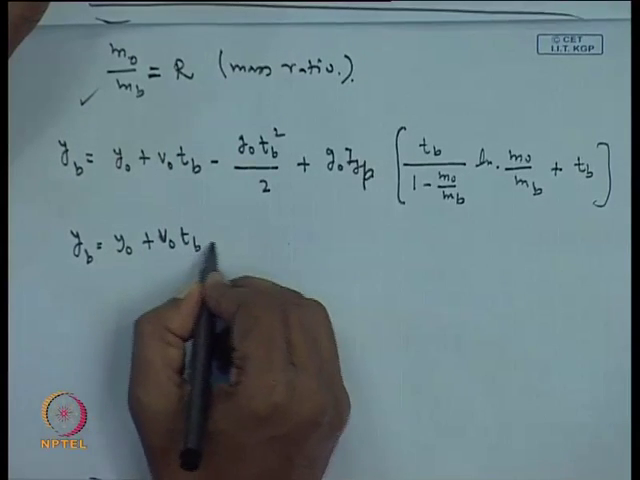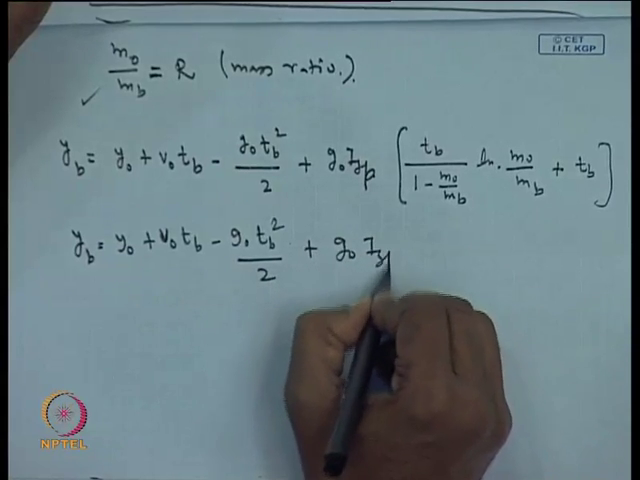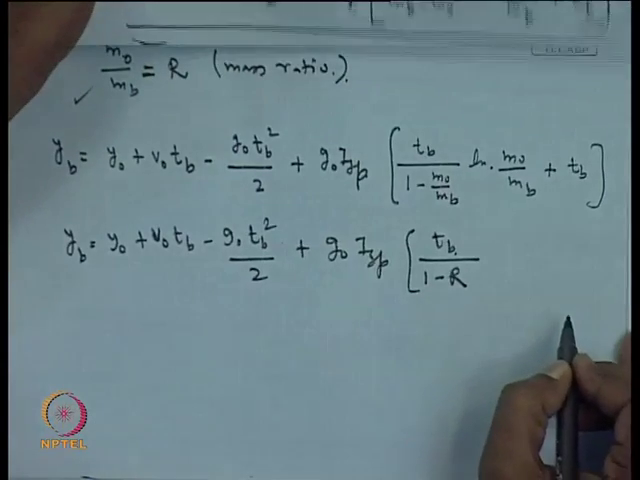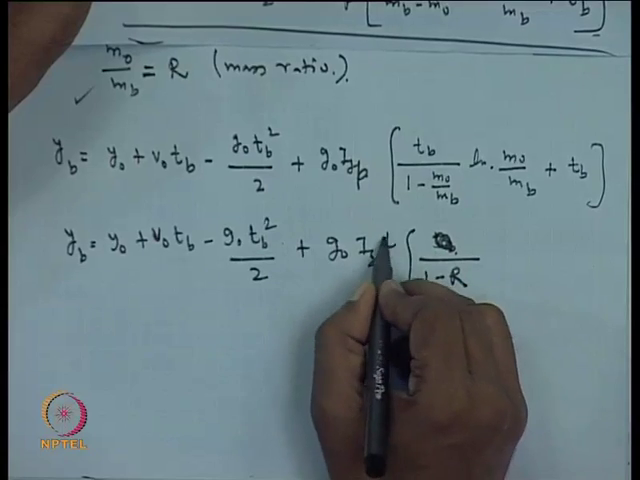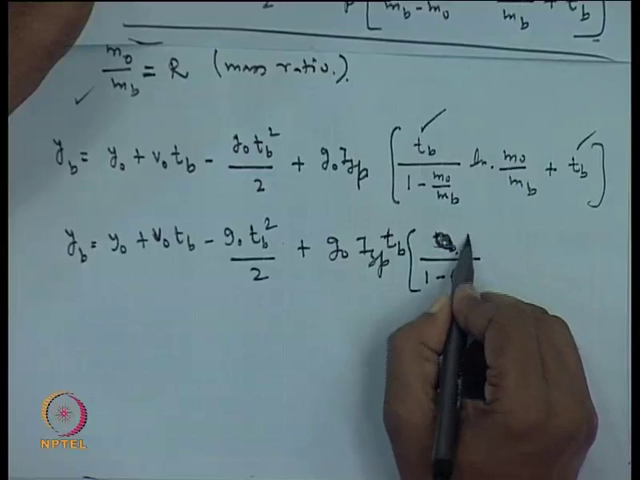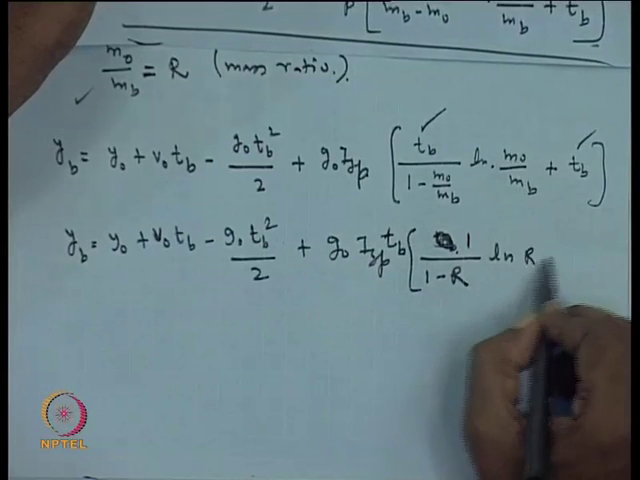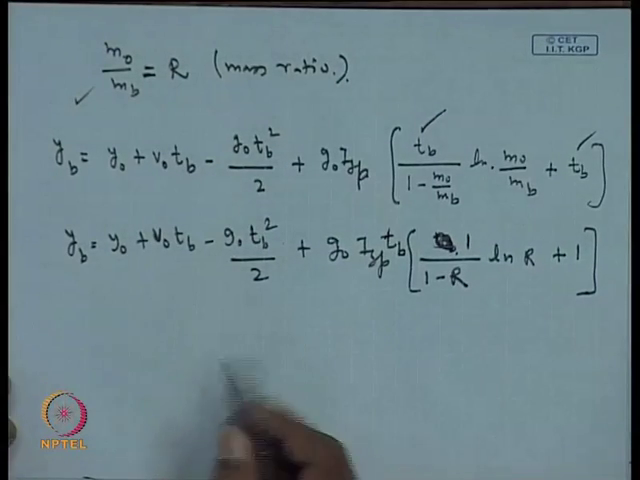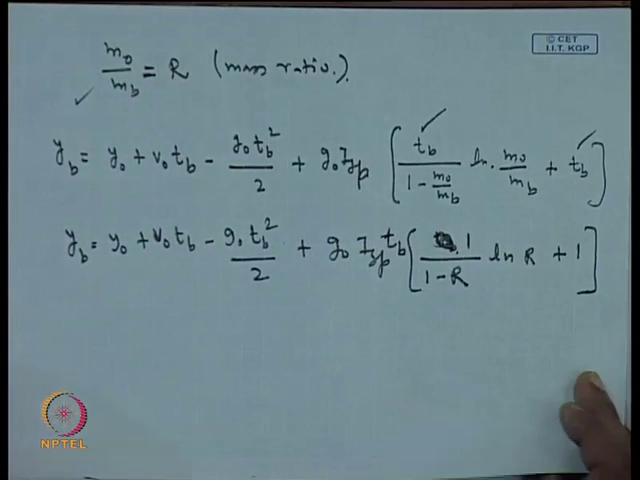v_0 T_b minus g_0 T_b squared divided by 2, T_b divided by 1 minus r, and this T_b also we can take it outside and write it here in this place, because T_b is present here, T_b is present here. So, we can take it out of the bracket and write 1 by 1 minus r ln, and this becomes r plus 1. Okay, so this expression gives us the burnout altitude.